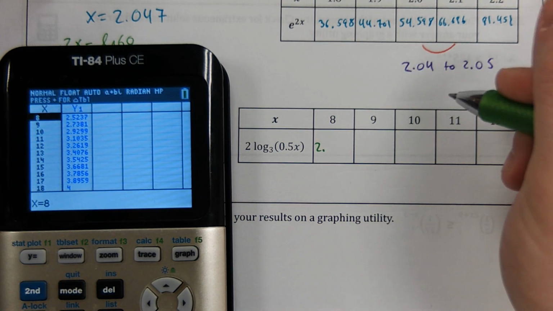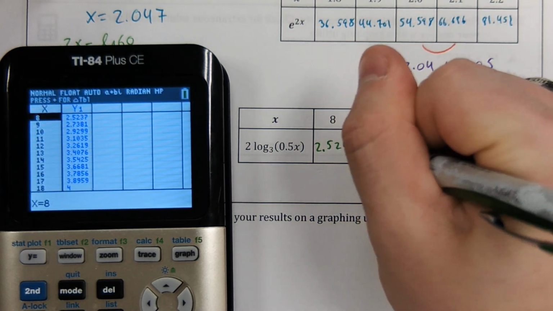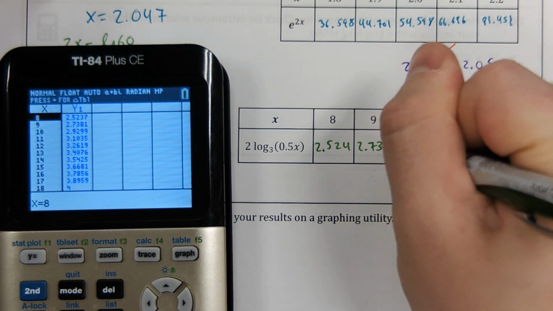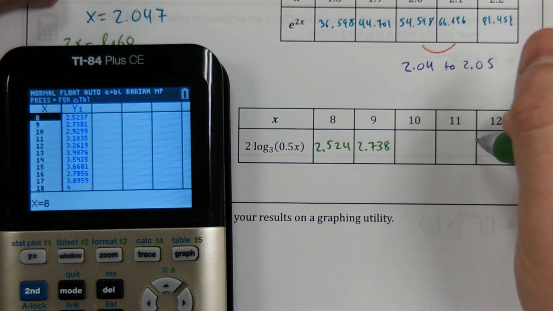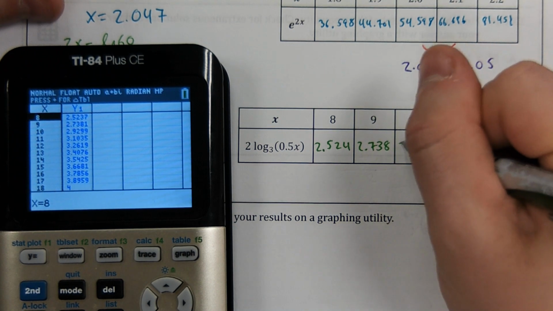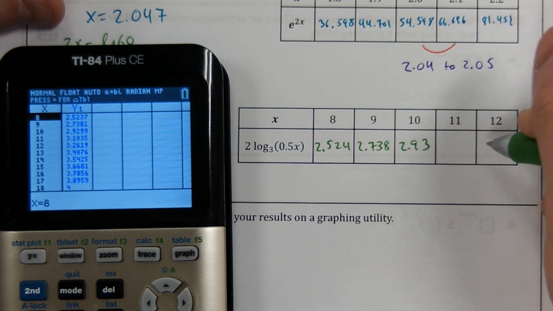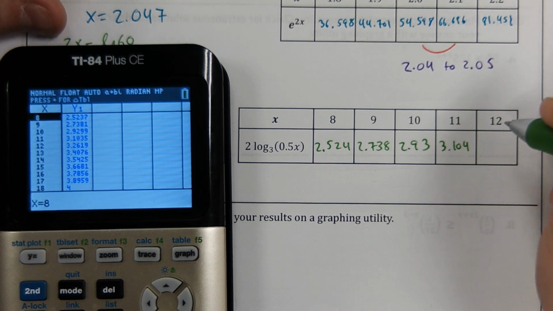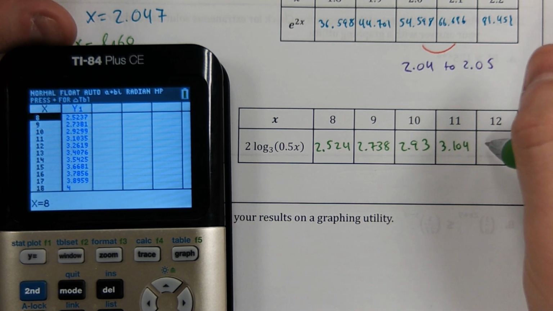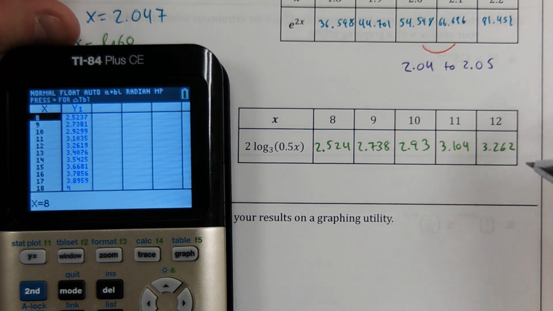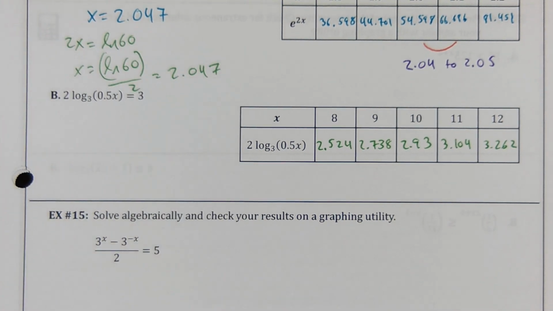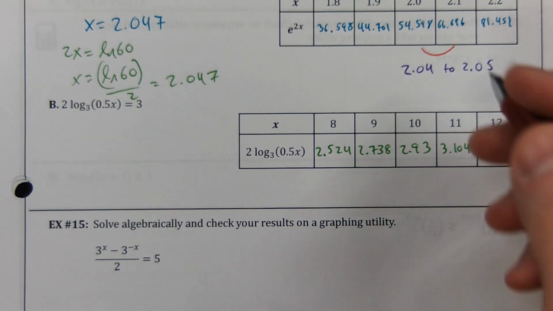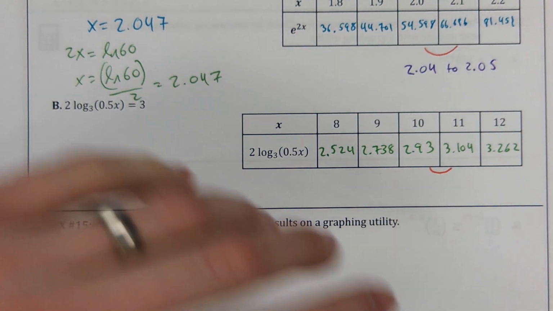Was it 524? 2.738. 2.93. 3.104. And lastly, 3.262. Oh, we're trying to figure out when it equals 3. Clearly between those two numbers.